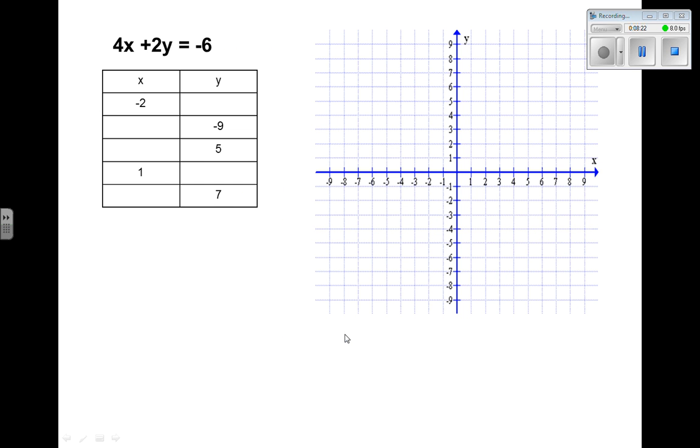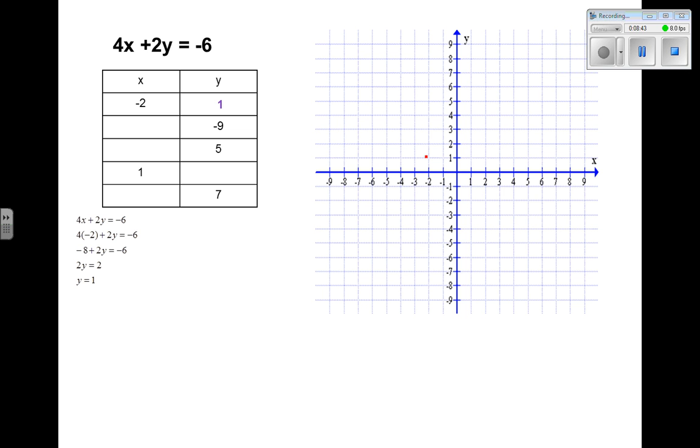In the final example, 4x plus 2y equals negative 6. Same format. Start by plugging in x equals negative 2 into the equation. I do that, I get y equals 1, put it in the table of values, plot the point.